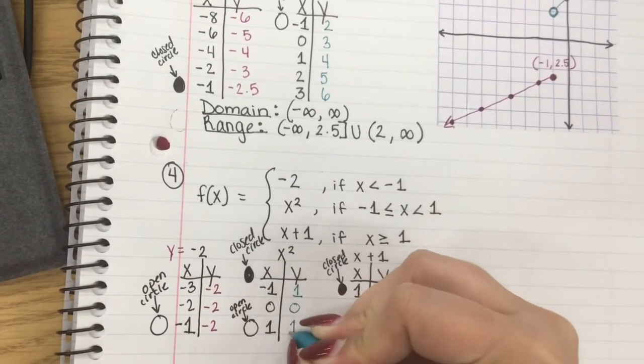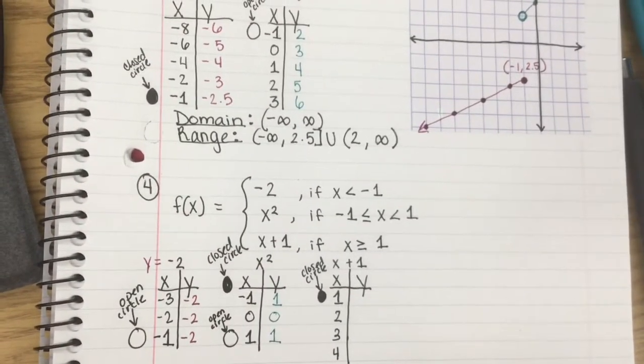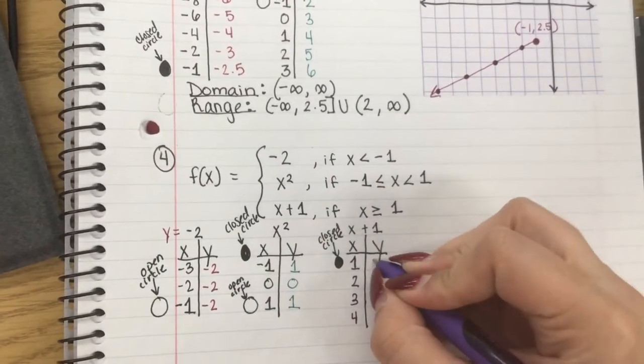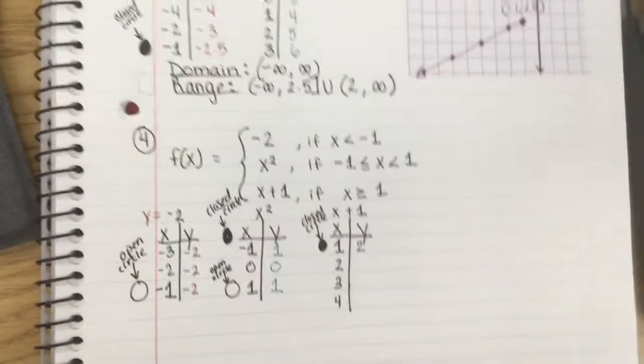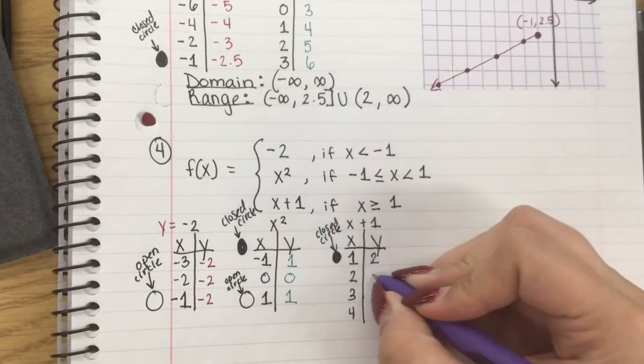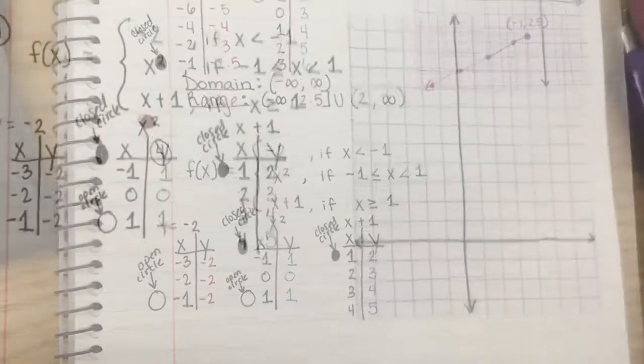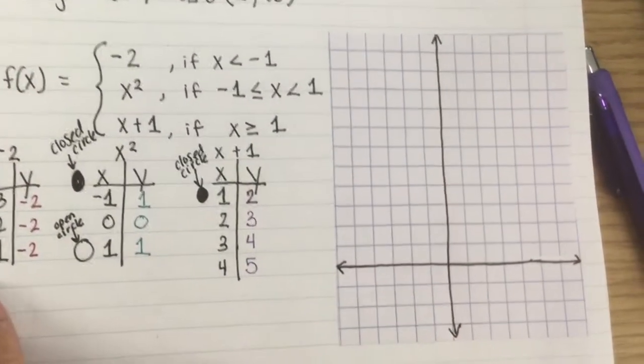So even though we haven't learned about parabolas yet, we can still plug in these x values. -1 to the second power is +1, 0 to the second power is 0, 1 to the second power is 1. We'll worry about what that looks like when we start to graph. And in this last one, I can also do this t-table by hand. 1 + 1 is 2, 2 + 1 is 3, 3 + 1 is 4, and so on. So I'm going to go ahead and start putting this on a graph.